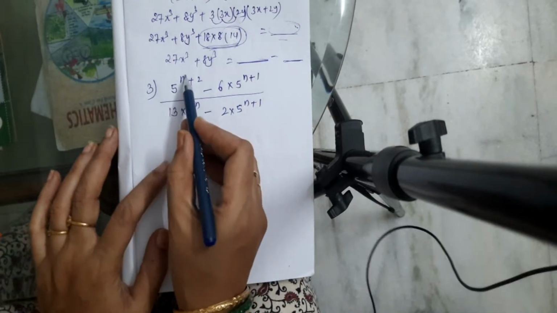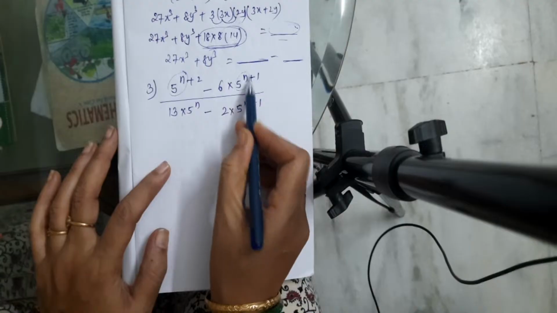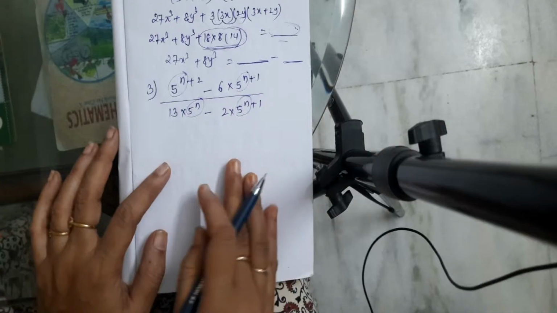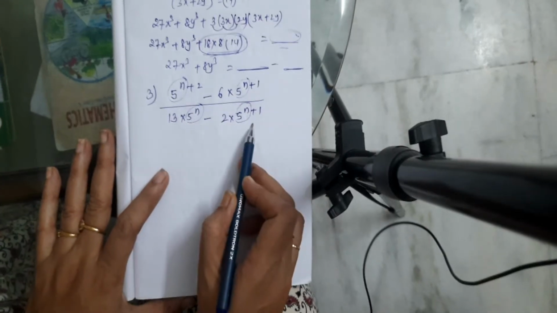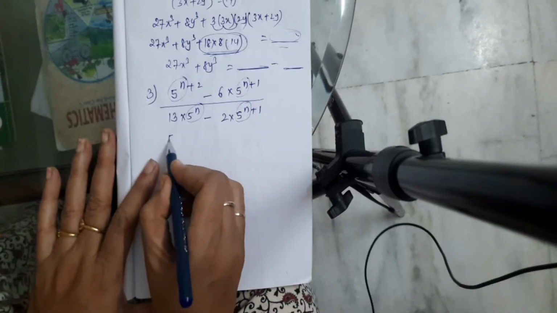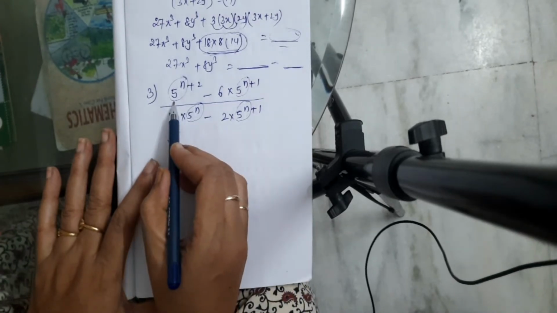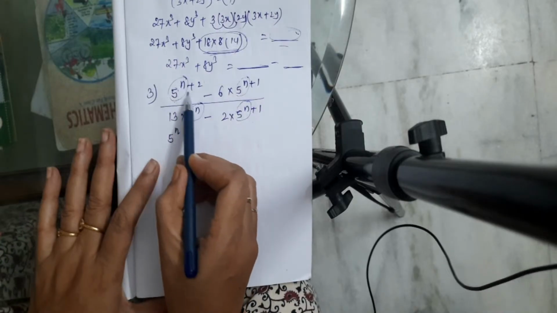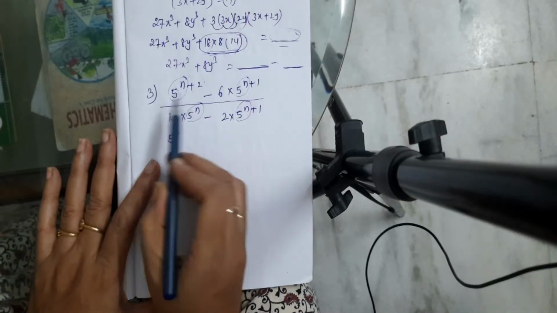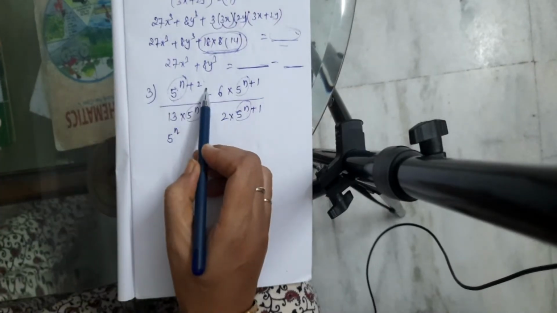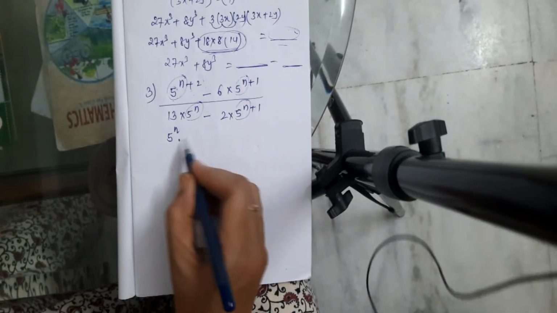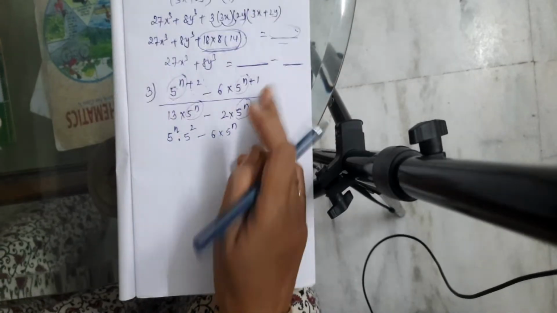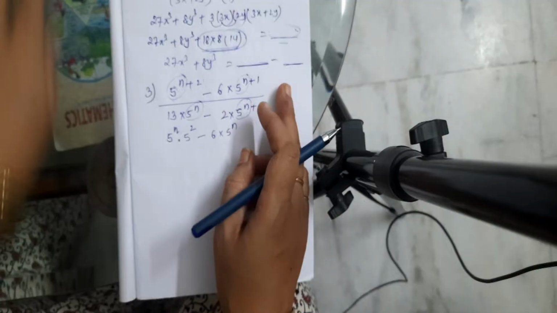For this we need to see that wherever the power is there, with some alphabetical order, we need to take that common, and always that power will be the same. So here we will be taking 5 raised to n common. If the base is the same and the numbers are in multiplication, then we add the powers. Here we are going to use the exponent rule. Here it is 5 raised to n plus 2, so that's nothing but 5 raised to n multiplied by 5 raised to 2. And the same way, 6 multiplied by 5 raised to n multiplied by 5 raised to 1.